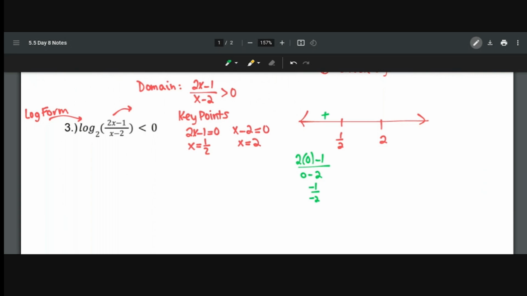All right, and then a number between 1/2 and 2. That's 1. So 2 times 1 minus 1 over 1 minus 2. That gives me 2 minus 1, which is 1. 1 minus 2 is negative 1. So that gives me a negative value.